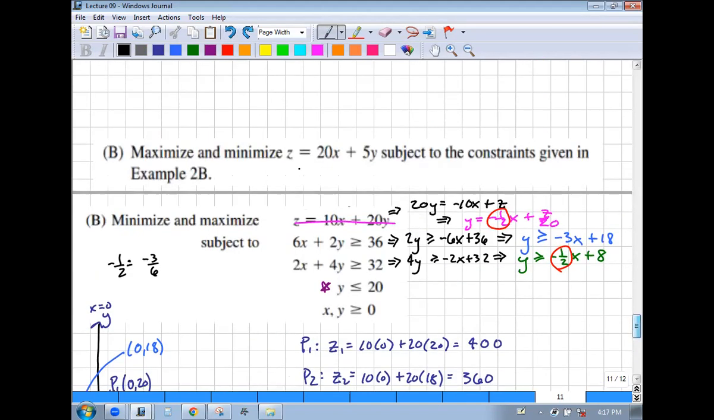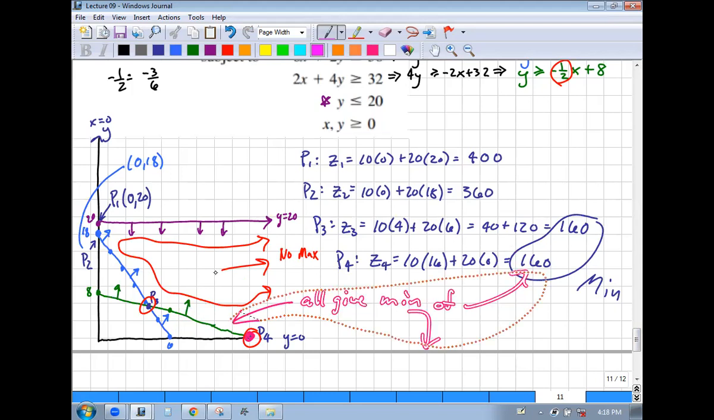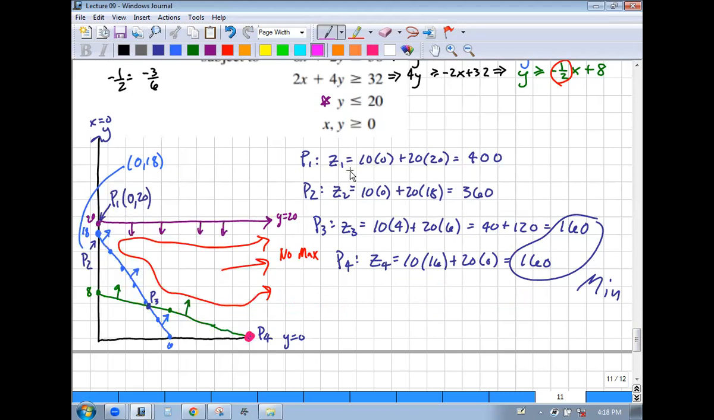But this one is going to be a little different, because if we solve for our Y here, we have 5Y equals negative 20X plus Z, or Y equals negative 4X plus Z over 5. So you can see this has a slope of minus 4. That's not the same as the slope we had last time, or the slope of any of our lines. So with a slope of minus 4, let's get rid of all this now. We don't know if these are going to be minimums or maximums anymore. We need to recheck our Z's.